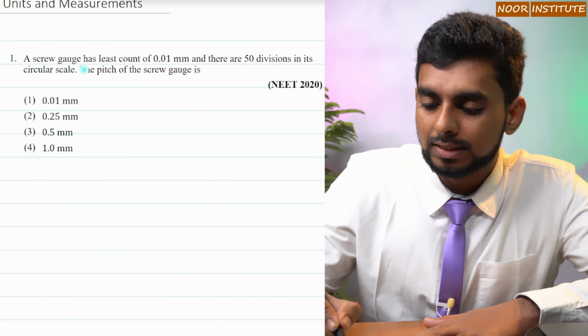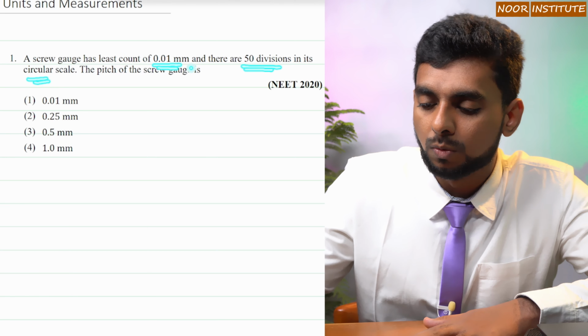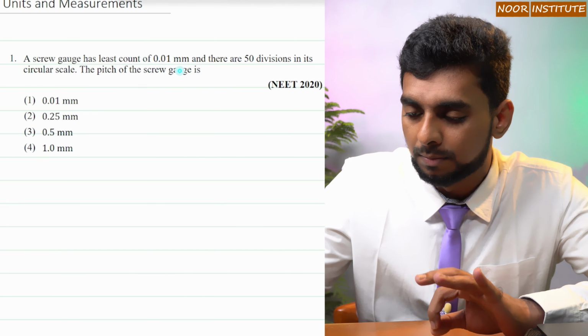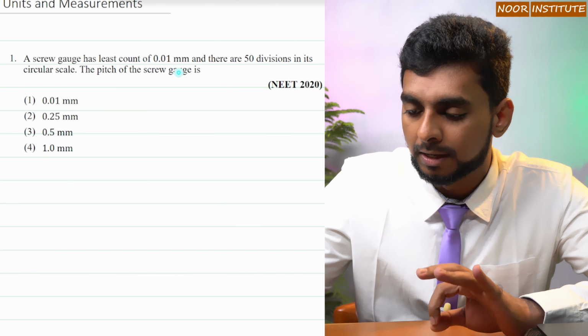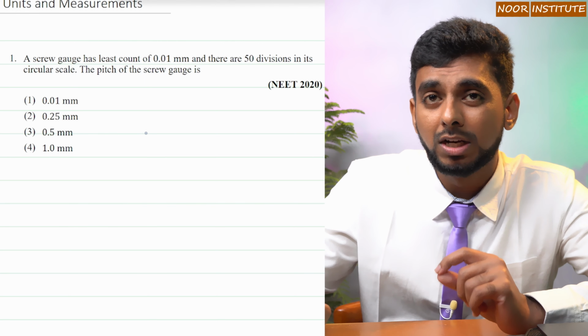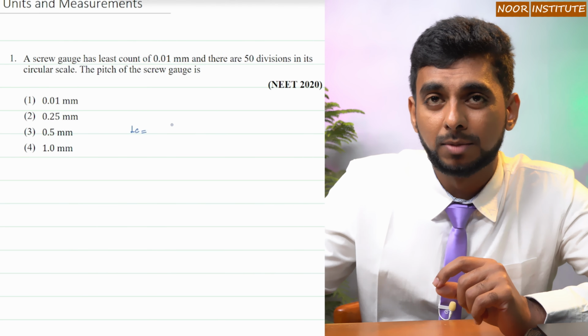A screw gauge has a least count of 0.01 millimeter and there are 50 divisions in its circular scale. Fine. So what they have given us is the least count directly, which is 0.01 millimeter. And in the same way they have given the number of divisions on the circular scale. Fine. So what we are supposed to find is the pitch of the screw gauge, right? So in order to get the pitch of the screw gauge, we need to know the formula for the least count. Least count is nothing but pitch divided by the number of divisions in the circular scale, right?